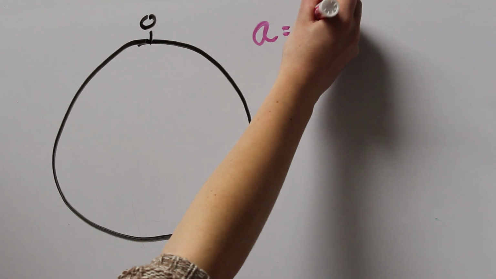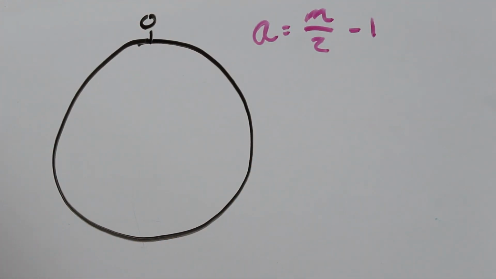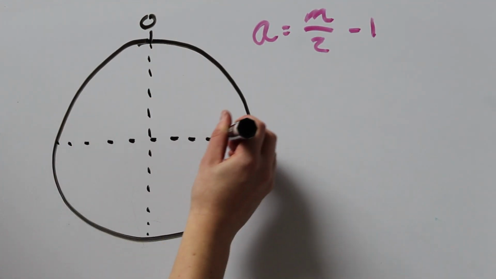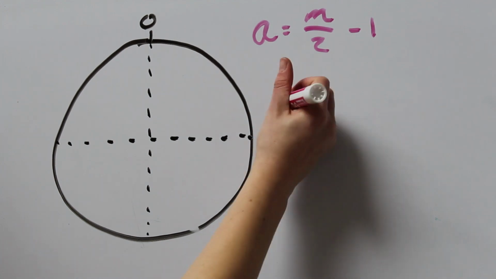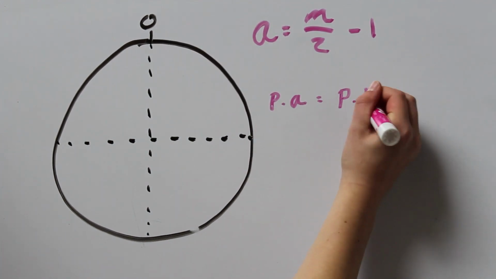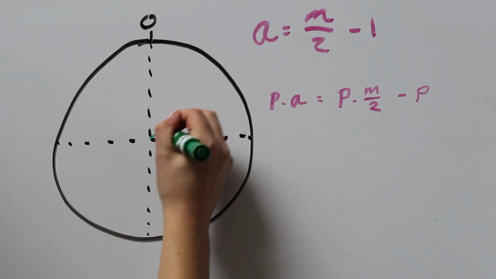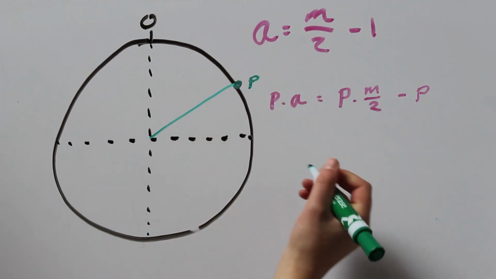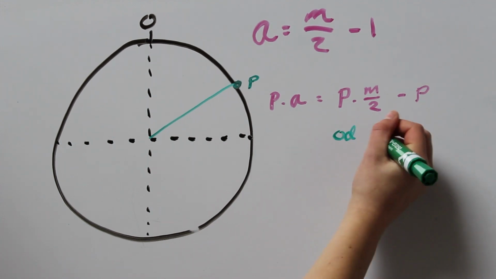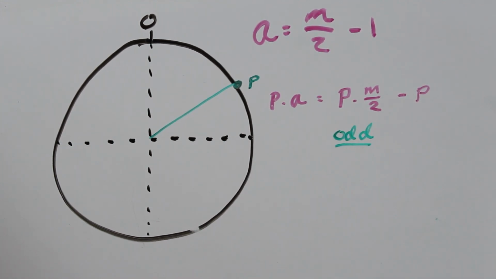If a equals m over 2 minus 1, then we can see that p times a equals p times m over 2 minus p. Again, we know that p times m over 2 will either be 0 or m over 2 because of the first class that we looked at. So first consider if p is odd. Then p times m over 2 will land on m over 2.